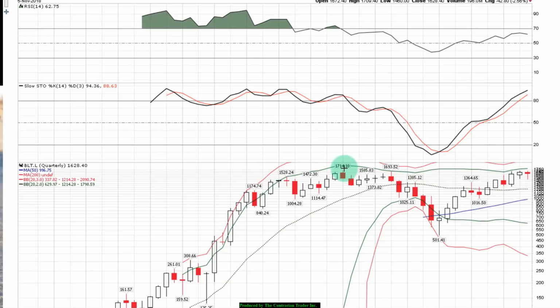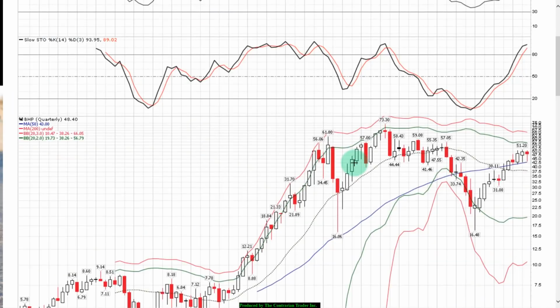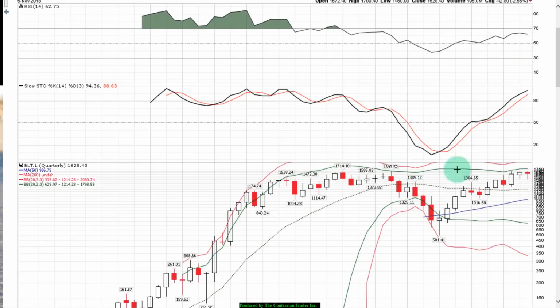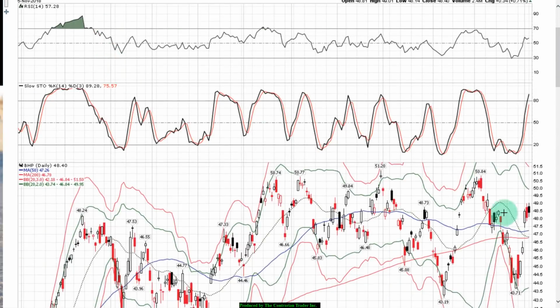This is a beautiful chart. Beautiful. Let's bring up BHP North America. Similar, but not as nice as the London shares. We're right on the edge of a breakout here on the London Exchange. Really good. Nice chart.